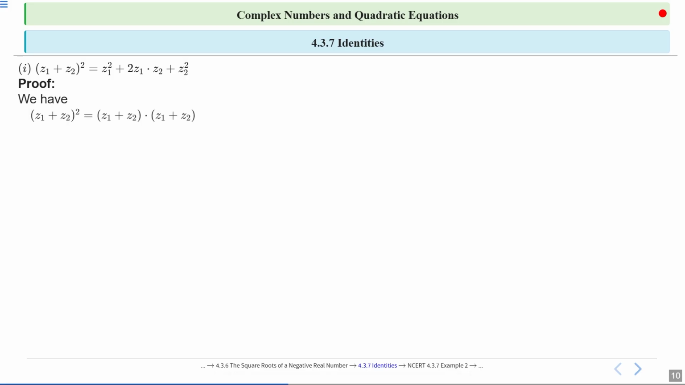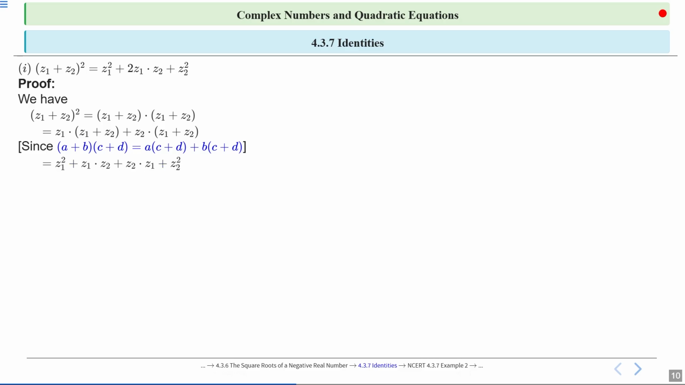So we have z1 plus z2 whole square equals z1 plus z2 times z1 plus z2. This just means we are multiplying the sum by itself, which is the definition of squaring any number or expression. And now, since a plus b times c plus d equals a times c plus d plus b times c plus d, using this we can write z1 plus z2 times z1 plus z2 equals z1 times z1 plus z2 plus z2 times z1 plus z2.